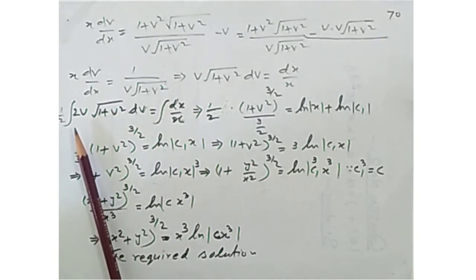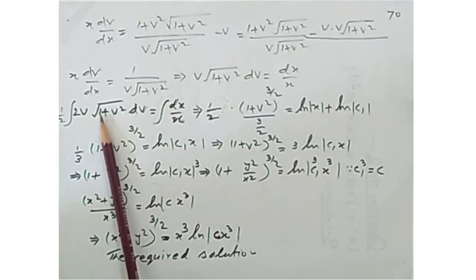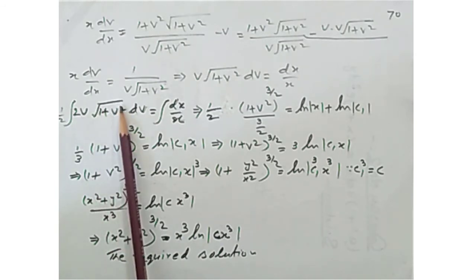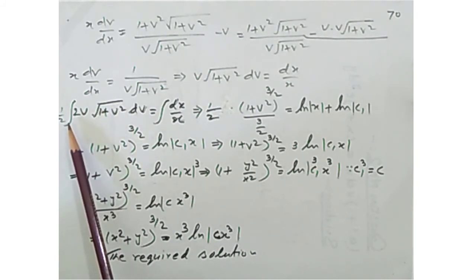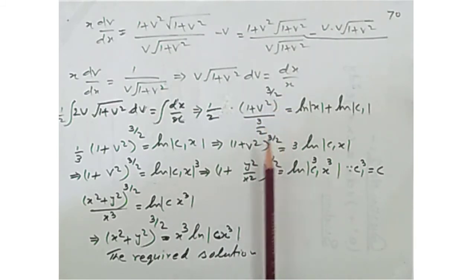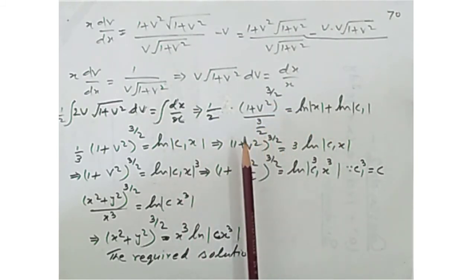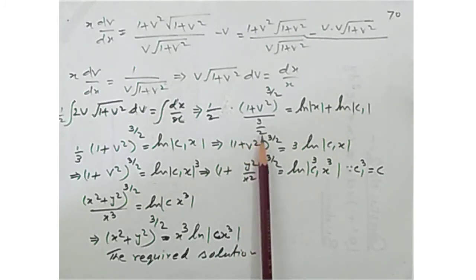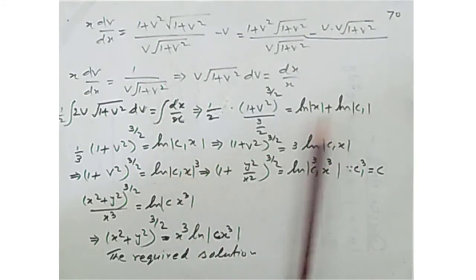So you see here, the derivative of 1 plus v square is 2v. So this is 1 by 2, its power is 1 by 2. So by integration, we have 1 by 2, 1 plus v square to the power 3 by 2 divided by 3 by 2, and this is log of x plus the log of some constant. So we can write it as, the 2 will cancel, 1 by 3, 1 plus v square power 3 by 2, and log of c1x. They will multiply by the property of log.